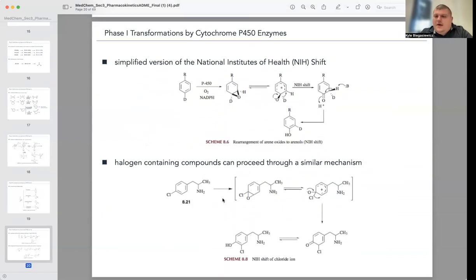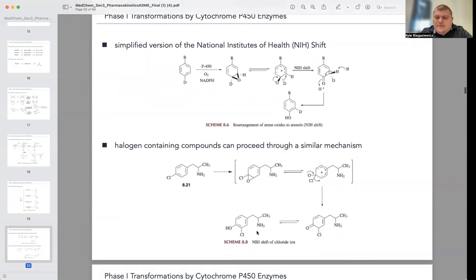Slide 20, this is a good depiction of what the NIH shift mechanism is. I would definitely know this. You're not going to have to know any deuterium labeling or anything like that. I would say knowing the mechanism, you can treat that deuterium as an H if you like, if that simplifies things for you. Another good example of it, right, is down here in this NIH shift to the chloride ion, really important.